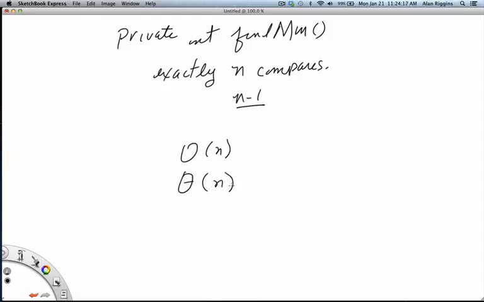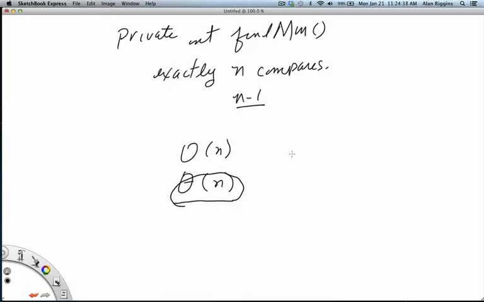Is one better than the other? After all, we are doing precisely n minus 1 comparisons. Therefore, would it be better and more correct to pick theta of n over big O of n? And the answer is no. No, that's not true. They're both correct.